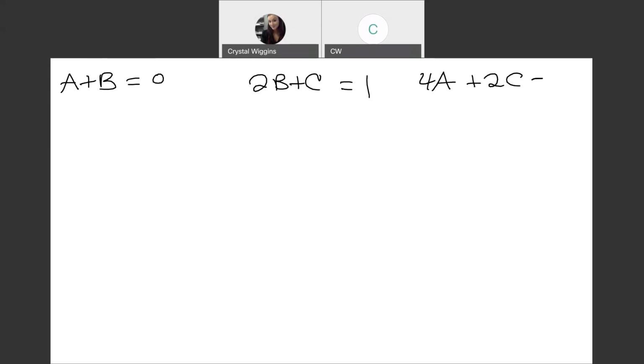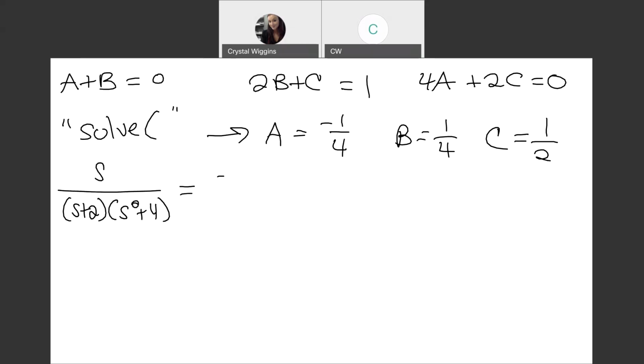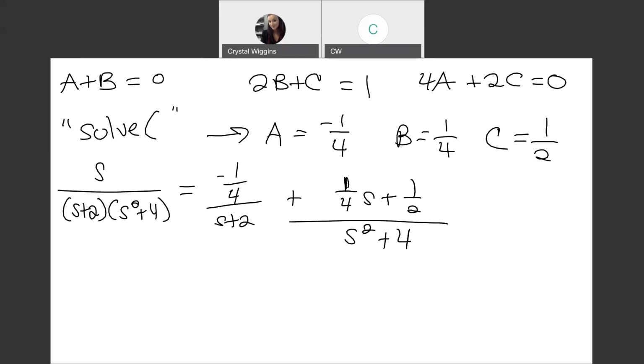So here, this is the only one that'll be set equal to 1. I'll show you. So we get a plus b, which was the coefficient of s squared, is going to be equal to 0. 2b plus c is the one equal to 1. And 4a plus 2c is also equal to 0. Using our solve command in either Wolfram Alpha website or TI-89, we get a comes out to be negative 1/4, b is equal to 1/4, and c is equal to 1/2. So we get the fraction of s over s plus 2 times s squared plus 4 is equivalent to negative 1/4 over s plus 2 plus 1/4 s plus 1/2 over s squared plus 4.